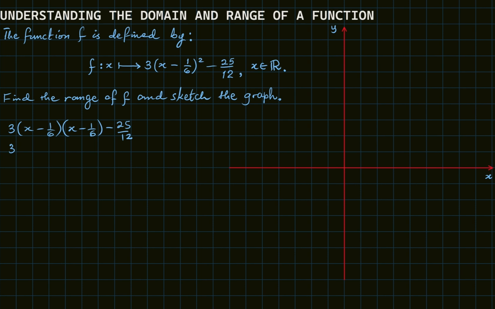And this gives 3 into x squared minus x over 6 minus x over 6 plus 1 over 36 minus 25 over 12. And if we open the brackets, we will have x squared minus x over 2 minus x over 2 plus 1 over 12 minus 25 over 12. So this will give us x squared minus x.